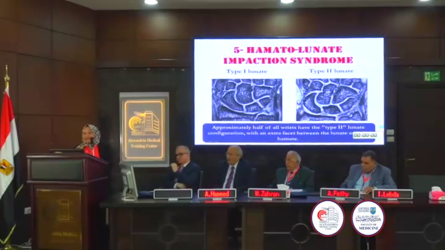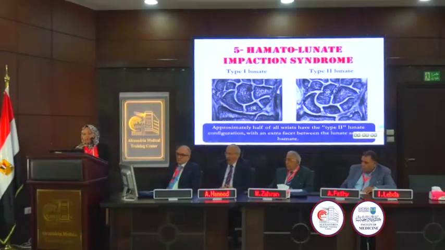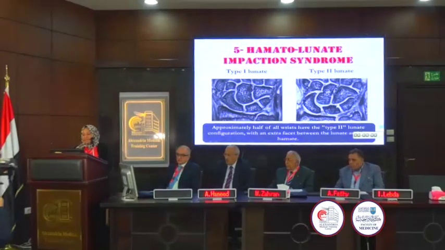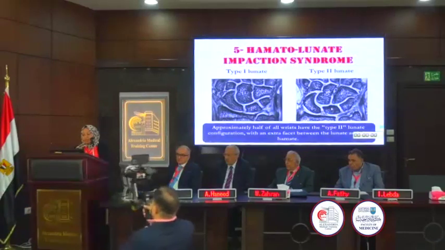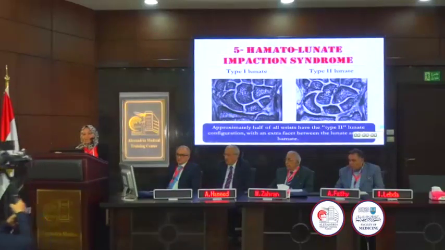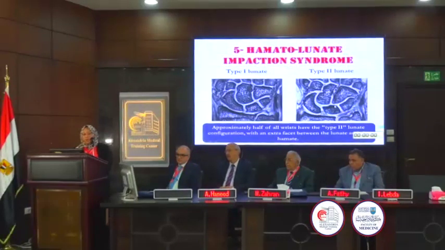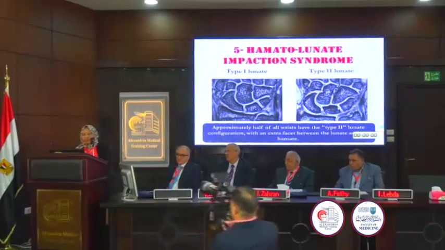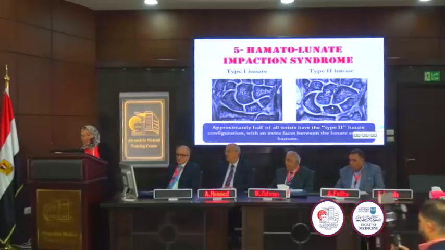The last one is the hamatolunate impingement syndrome, and this is related to a normal anatomic variant which could be present. Normally, the lunate articulates distally with the capitate with a single facet, but sometimes there is an extra facet, with an articulation between the lunate and the capitate on one facet, and the other facet will articulate with the hamate. This is what we call the type 2 lunate. This type 2 lunate causes altered mechanics at the level of the wrist and midcarpal joints, causing this type of hamatolunate impingement.